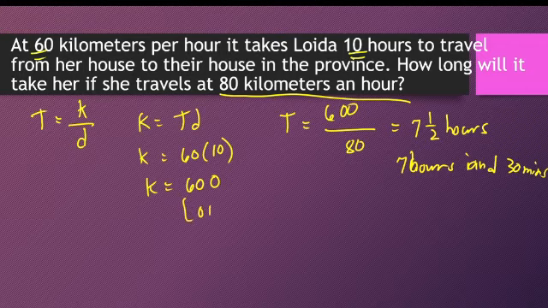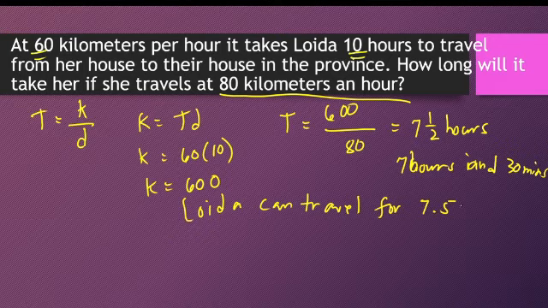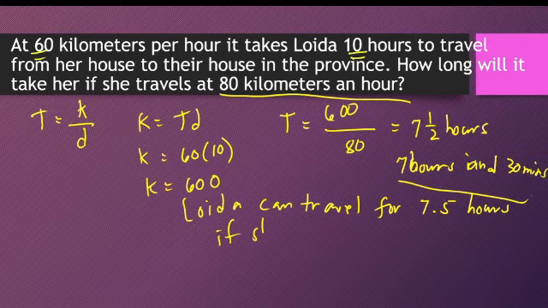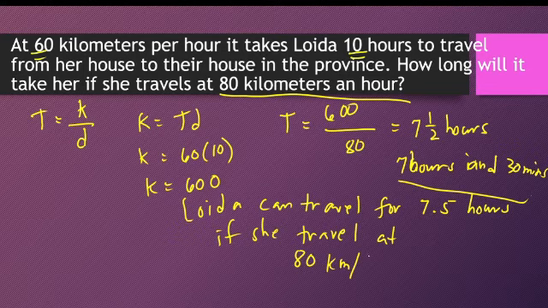So, we can say that Loida can travel to her province for 7.5 hours. Or that is equivalent to 7 hours and 30 minutes, if she travels at 80 kilometers per hour. Ayan. Kasi mas mabilis yung takbo niya. So, mas konti yung traveling hours niya. So, kanina kasi 60 kilometers. Kaya 10 hours. Okay. So, this is an inverse variation.